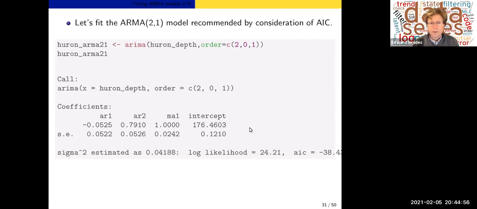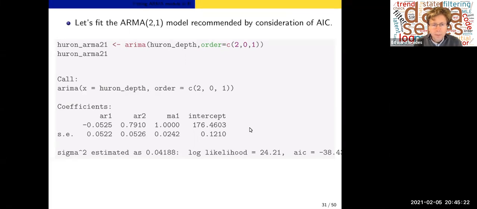This is chapter 5, part 3, and we're going to continue by fitting the ARMA(2,1) model that was suggested by the AIC table that we just saw at the end of part 2. And so here we go. We're going to run the ARMA function with order (2,0,1). And here's the output that we get.